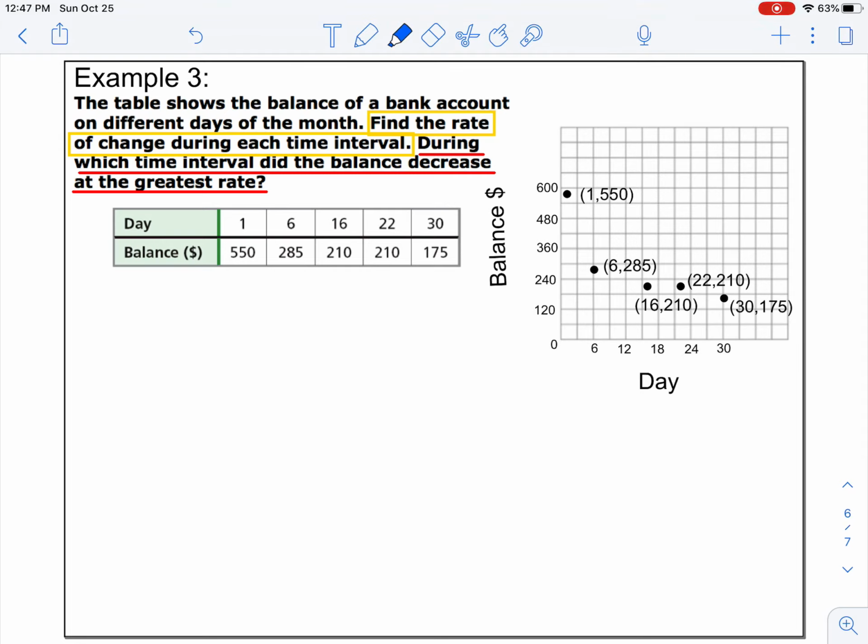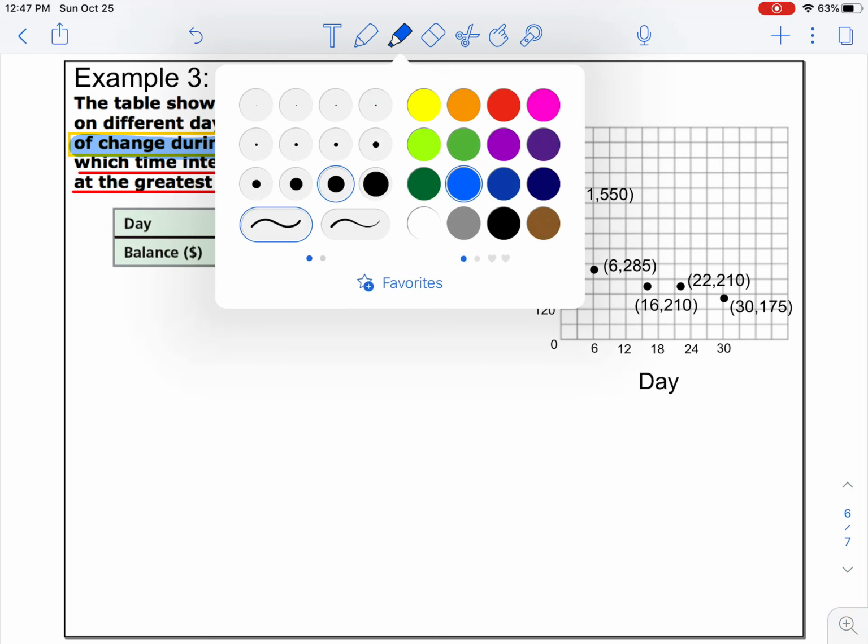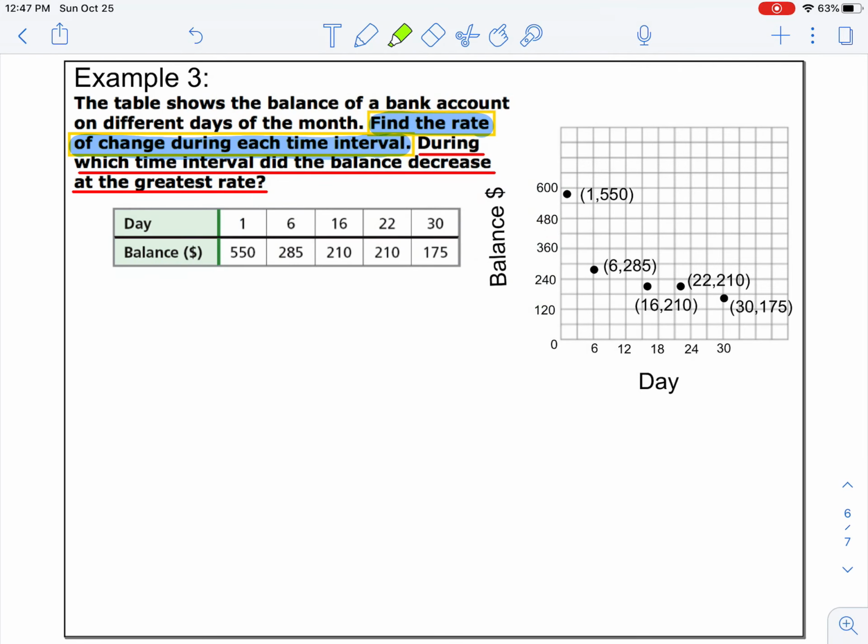Okay, so what we are trying to do here is find the rate of change during each time interval. And then we are going to also find during which time interval the balance increased at the greatest rate. This table shows the balance of a bank account on different days of the month. So what I'm going to do is start working through each time interval.